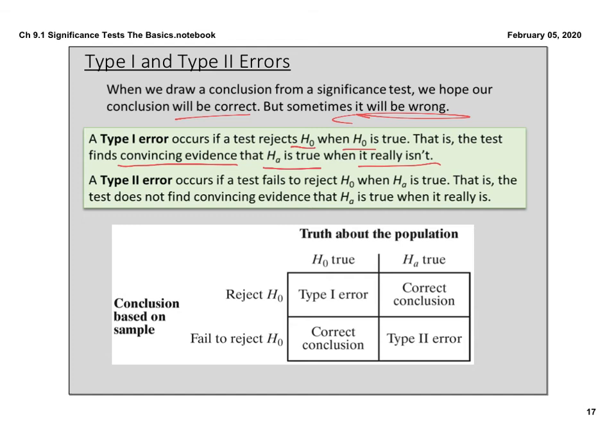Okay, so type 1 error means that we had a low p-value, okay, when we shouldn't. This is kind of how I remember these, okay? A type 2 error, here's a type 2 error. If the test fails to reject, so we fail to reject, so our p-value is high, but it shouldn't have been. That is, the test does not find convincing evidence that H sub A is true when it really is. So type 2 error was a high p-value when it shouldn't have been. So type 1 error is low. Type 2 error is high, when both of them, when they shouldn't be. Okay, that's kind of how I remember that.